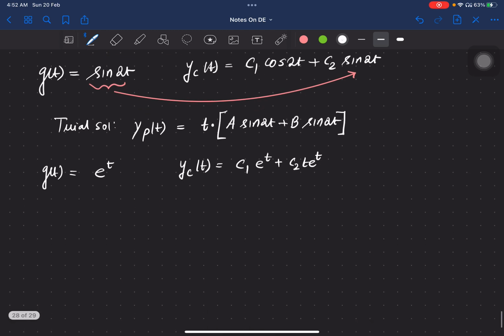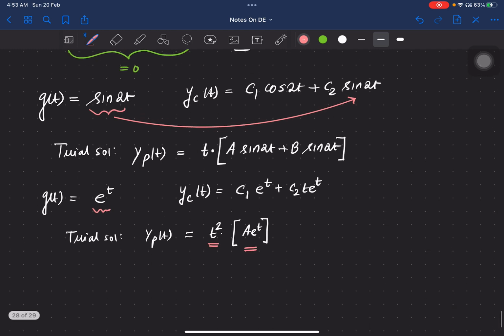Now in that case, since e power t occurred twice, the trial solution in the case of the non-homogeneous part has to be t square times a e power t. So how many times this solution occurs in the homogeneous part, you have to take t to the power of that multiplicity, suppose m, that is t power m times the usual trial solution. So this is one technique.